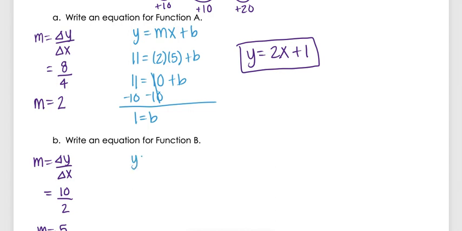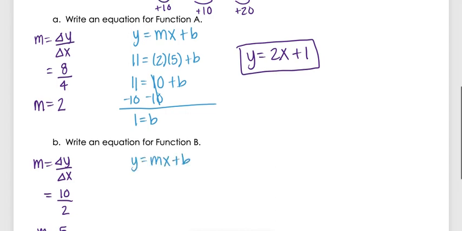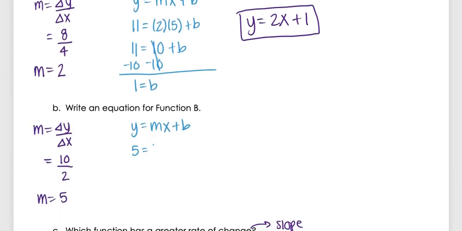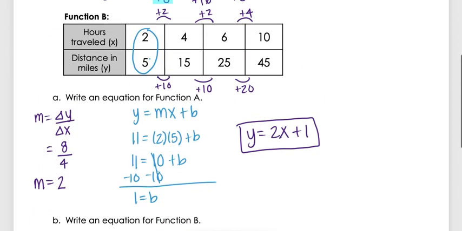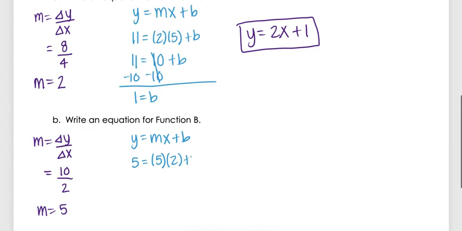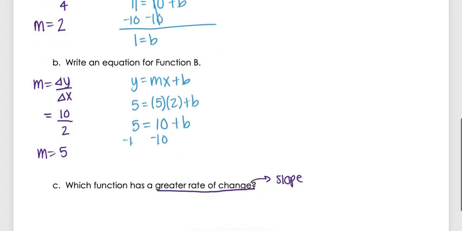And then 10 divided by 2, I get 5. And now I need to find my b value. I'm again just going to choose that very first point, and so that means that my y is equal to 5. My m is equal to 5 that we just found, and my x is equal to 2. Well, 5 times 2, I get 10. Subtract 10 from both sides. I get that negative 5 is equal to b. And so my ending equation here is going to be y is equal to 5x minus 5.